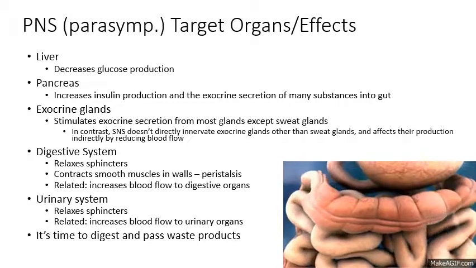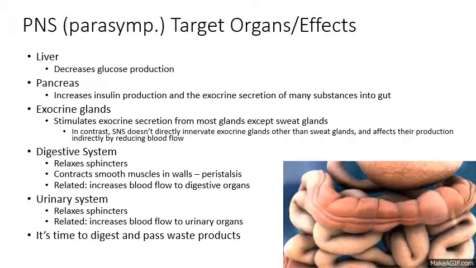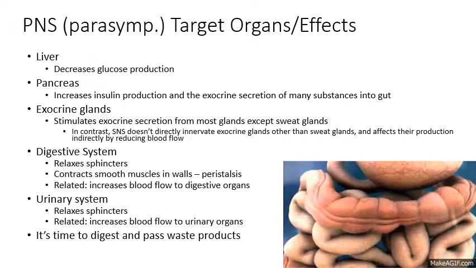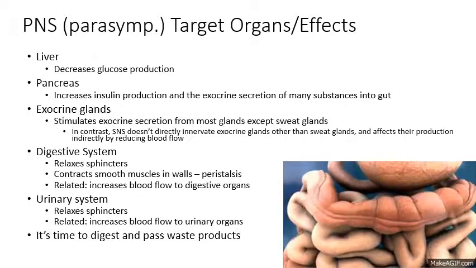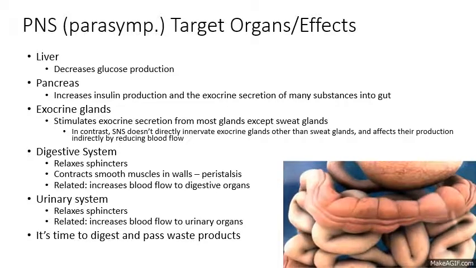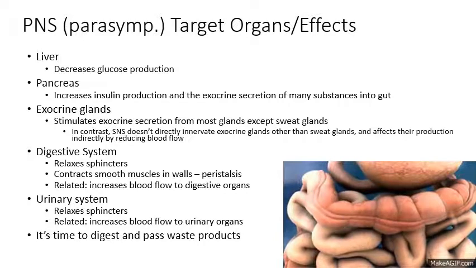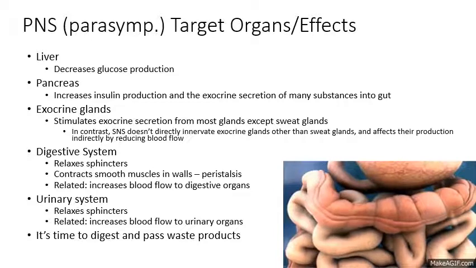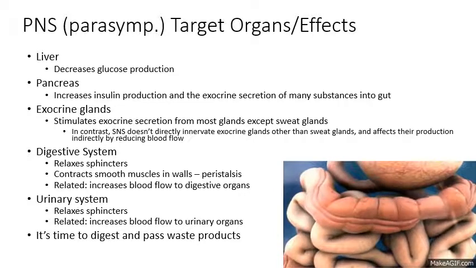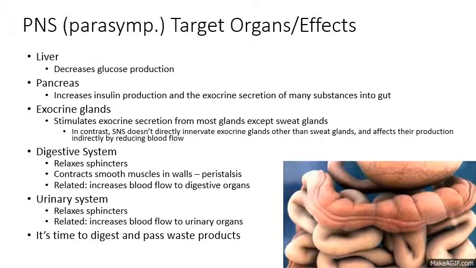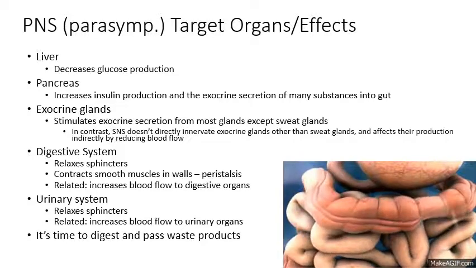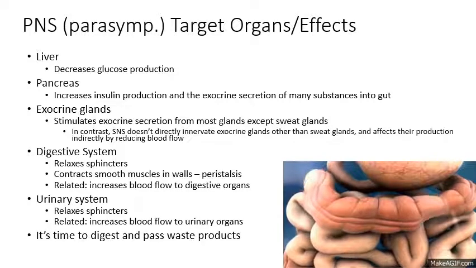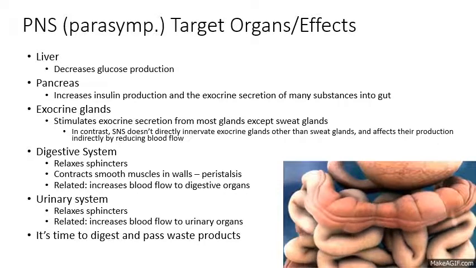The pancreas also secretes digestive enzymes into the intestines, and the parasympathetic nervous system stimulates it to do so. So for the sympathetic nervous system, the only effect it has on the pancreas is to increase glucagon secretion, but for the parasympathetic, it actually has two effects. First, to increase insulin production, and second, to increase the production of exocrine digestive enzymes into the intestines. The parasympathetic nervous system also has direct effects on exocrine glands to stimulate their secretion, basically for all exocrine glands except for sweat glands.